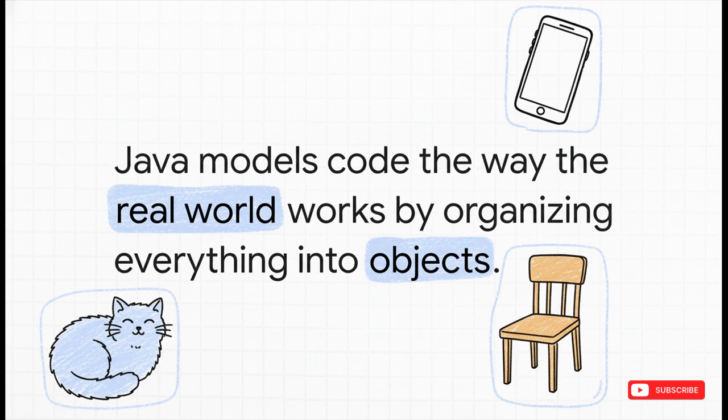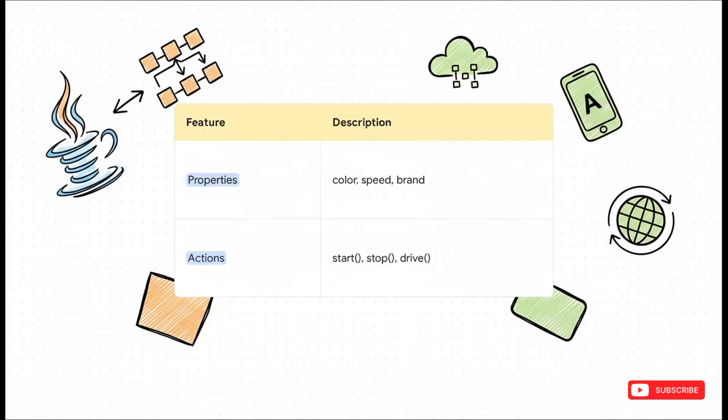Java takes that exact same logic and applies it to code, which just makes designing and managing really complex software so much more intuitive. Let's take a car, for instance. What are its properties? Well, it's got a color, a certain speed, a brand. And what actions can it do? It can start, it can stop, and it can drive. So in Java, we can create a car object that bundles its data, the properties, together with its behaviors, the actions. It's this really neat self-contained little package that perfectly mirrors reality.